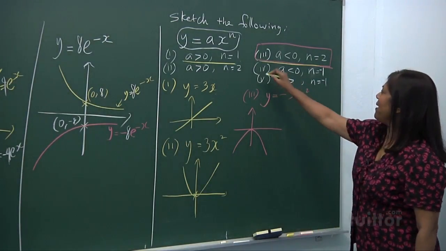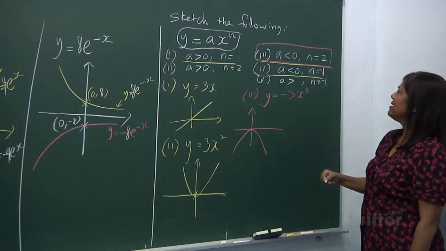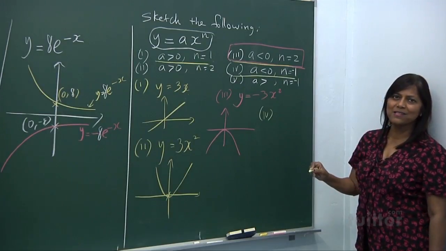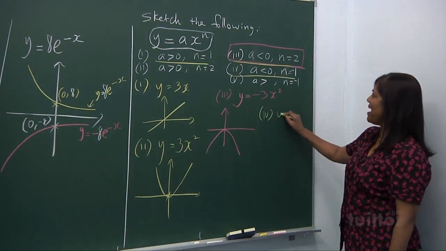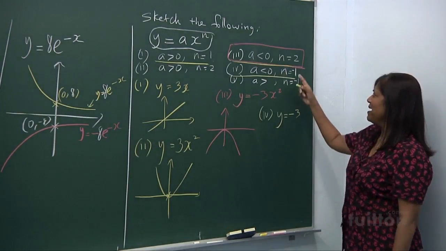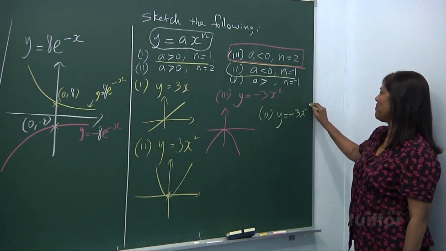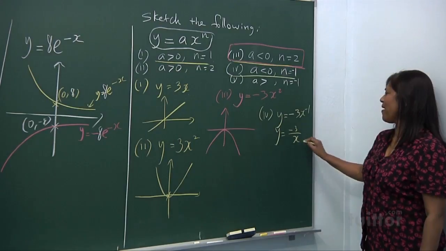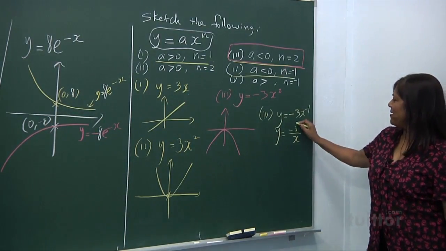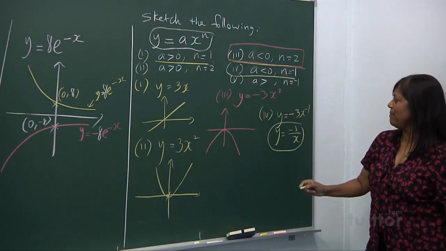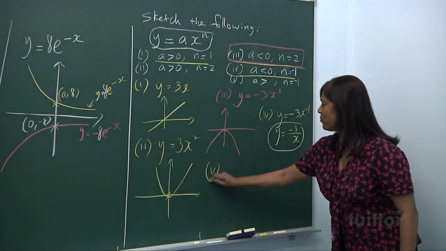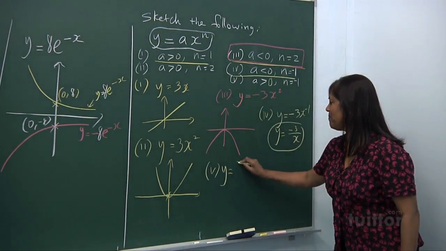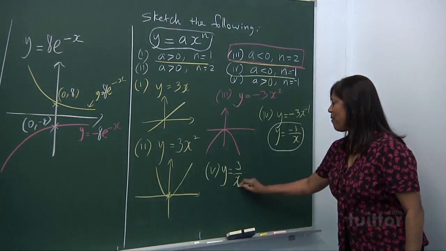Now we look at the fourth one. A is less than 0, and n is minus 1. Maybe you take a as minus 3, and n is minus 1, x to the power minus 1. So what will that be? y is minus 3 over x. Remember this, I like to combine that with the fifth one. The fifth one is telling you that a is greater than 0. Let's take a as 3, and n is minus 1, so 3 upon x.